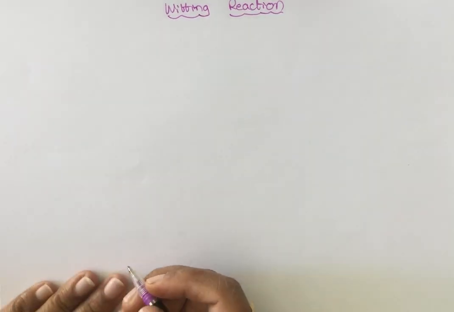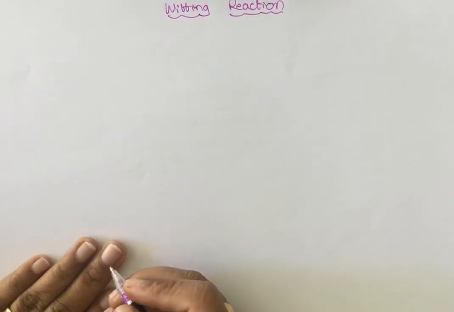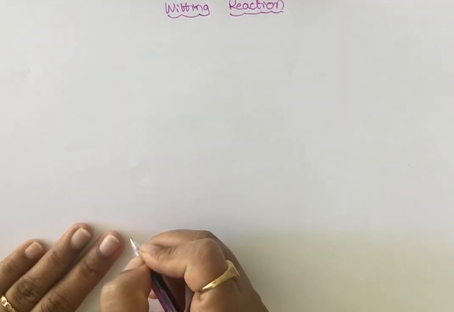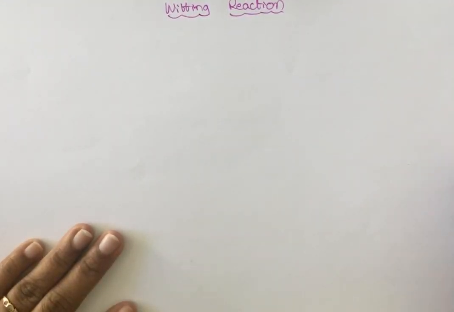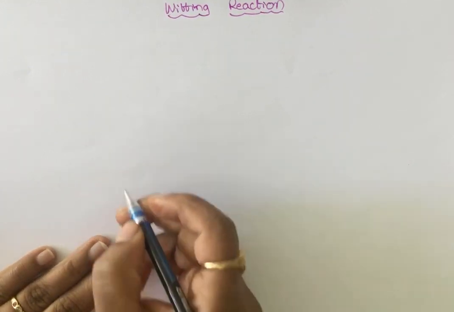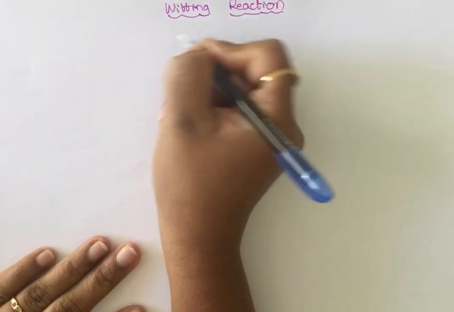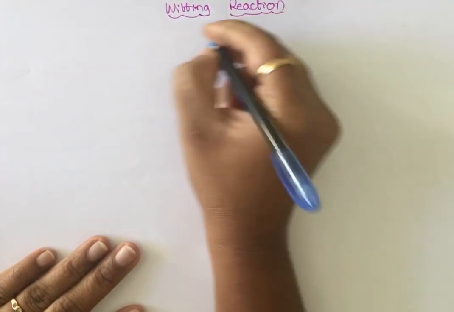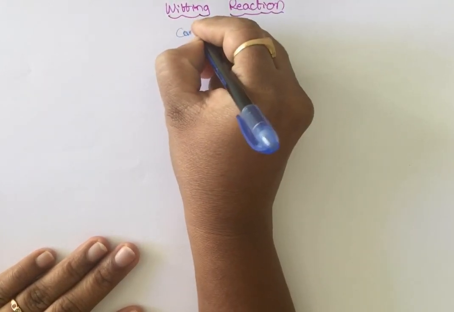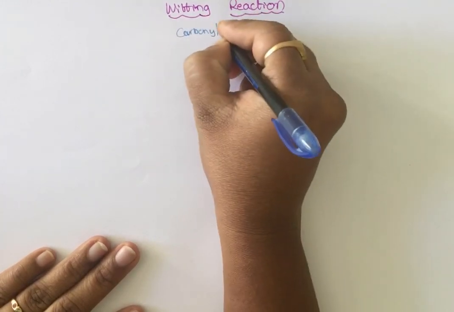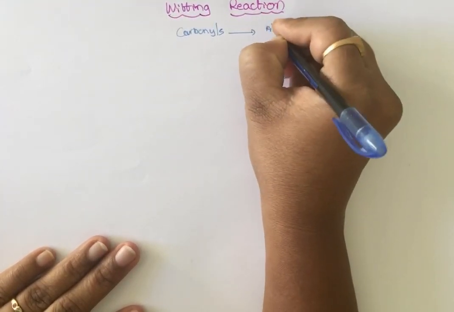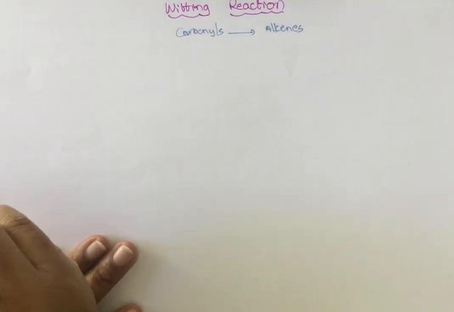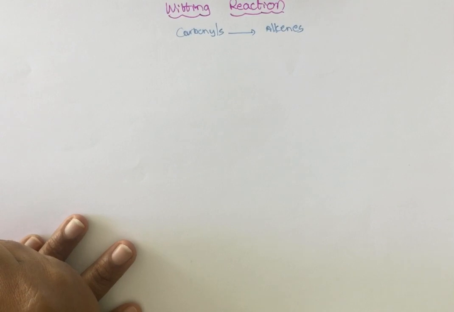Let us discuss how to solve problems on Wittig reaction easily. For that, let me explain the definition of a Wittig reaction. Wittig reaction will take place only in aldehydes and ketones of carbonyl compounds, and mainly we use this to convert carbonyl compounds into alkenes.